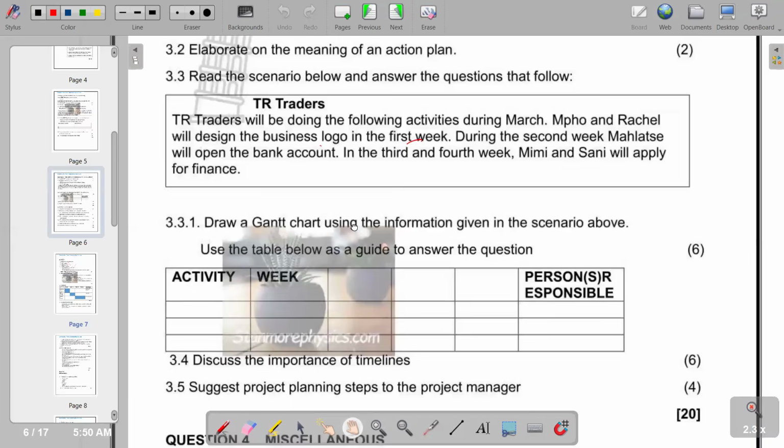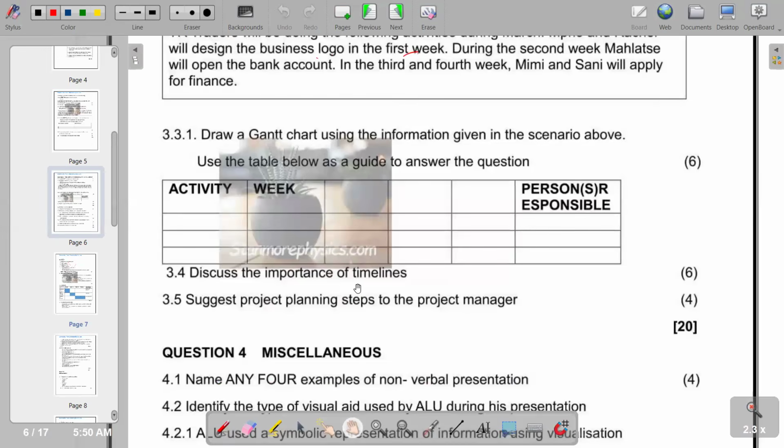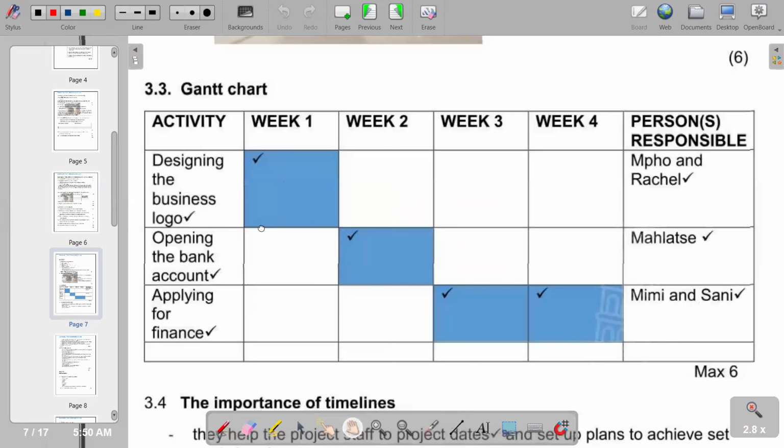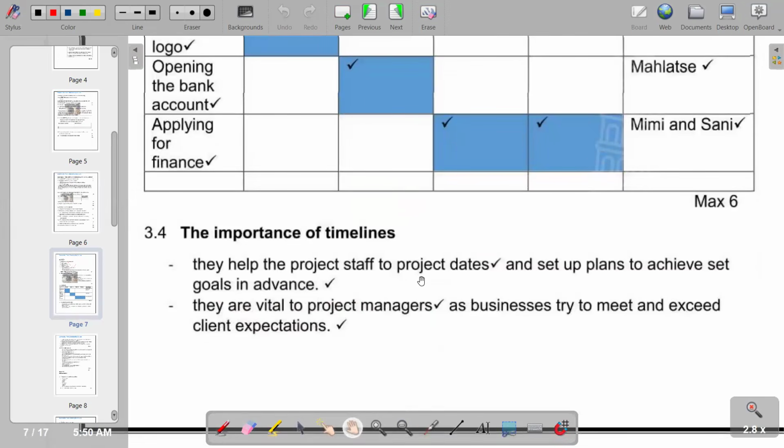Then we go to the next question: discuss the importance of timelines. What are the importances of timelines? They help the project staff to project dates and set up plans to achieve set goals in advance. And also, they are vital to project managers as businesses try to meet and exceed client expectations. So obviously, when there are timelines, it means everything that is going to be done is going to be organized and done in the required period.